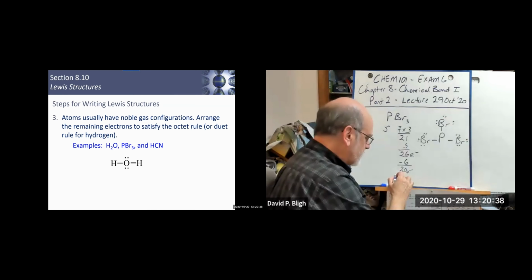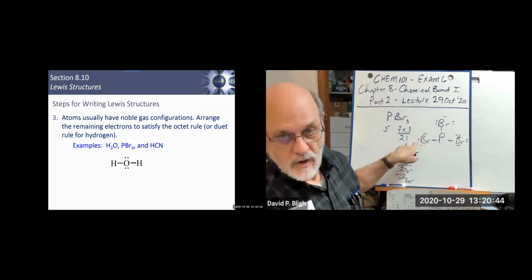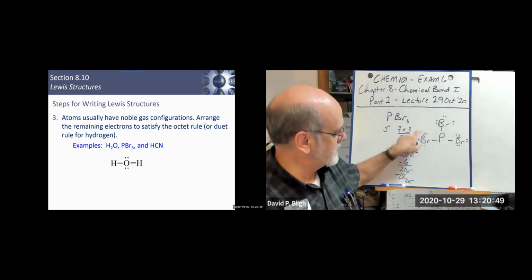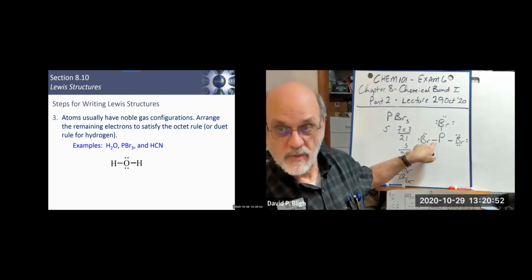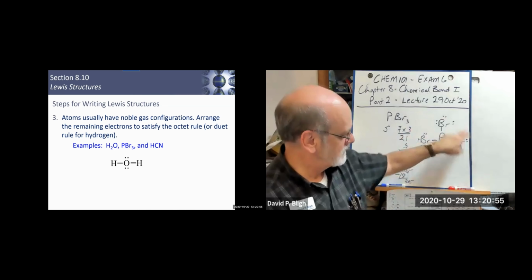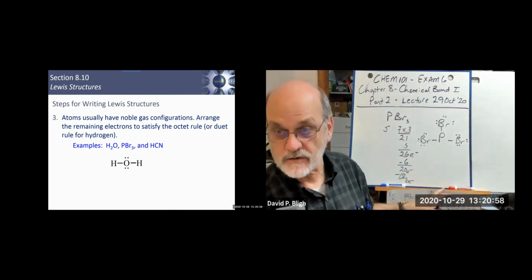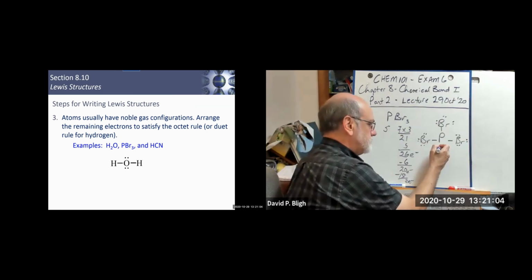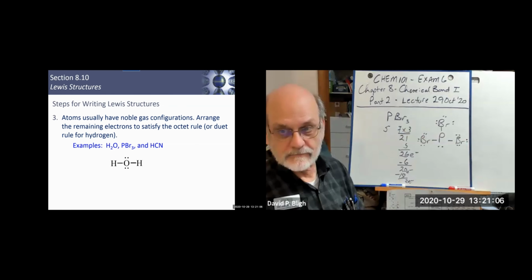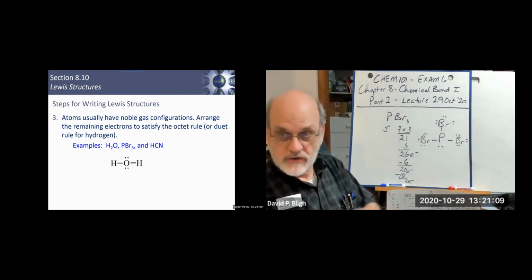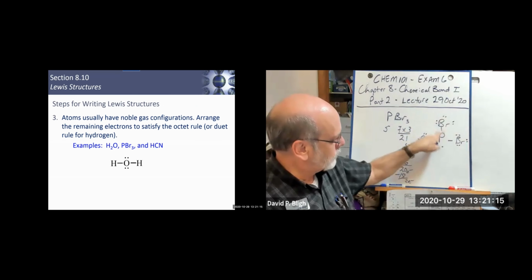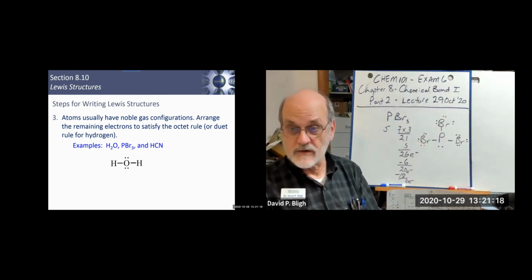I stopped with 18 because I can't put any more around bromine. It already has 8, right? 2, 4, 6, 8. Right, 2 from the bond. So it's 8, 8, 8. But we still have 2 electrons. Where do they go? Well, they go on the central atom now, like that. And that's used up all of our electrons. So now we have octet, octet, octet, 2, 4, 6, 8, octet. Okay, this one worked out well.